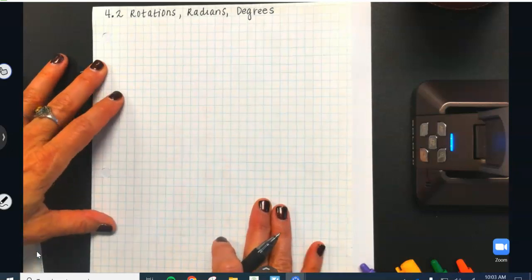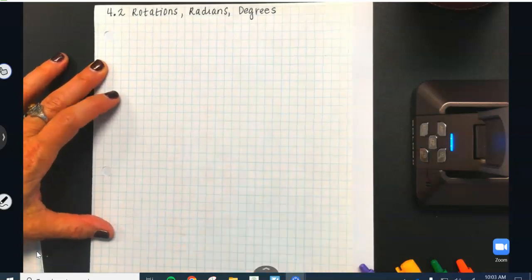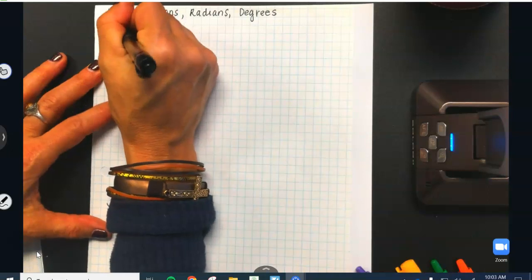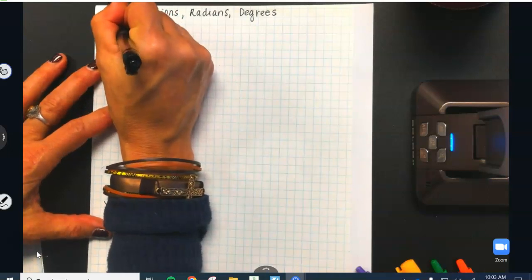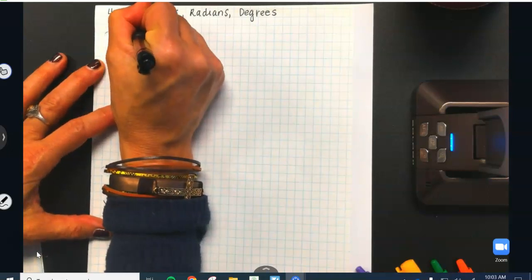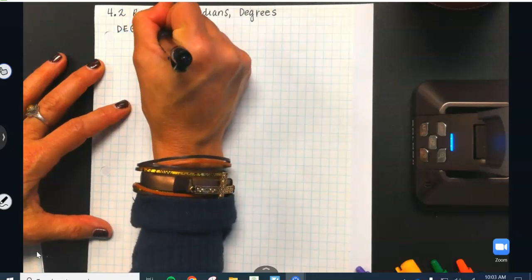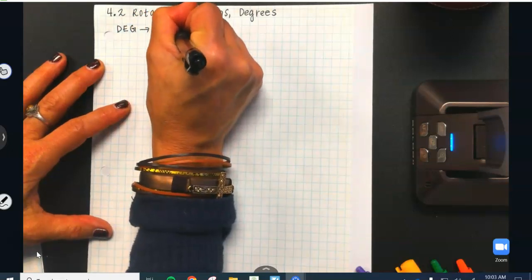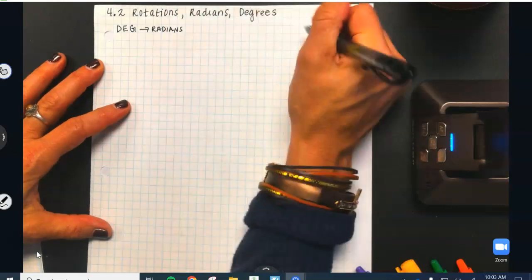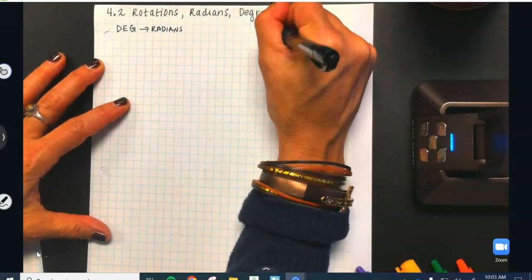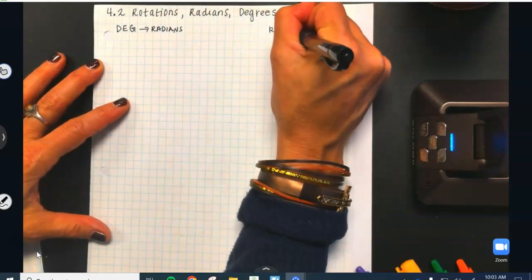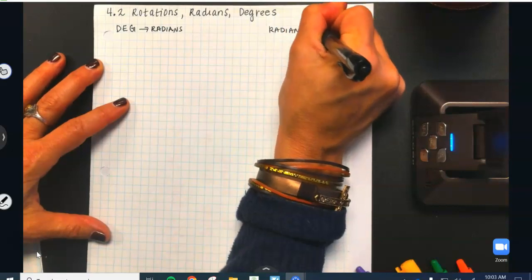All right, so 4.2 rotations, radians, and degrees. Before we do anything farther, let's go ahead and talk about how you would do some converting from degrees to radians. And then on this side, I'm going to talk about how to convert from radians to degrees.